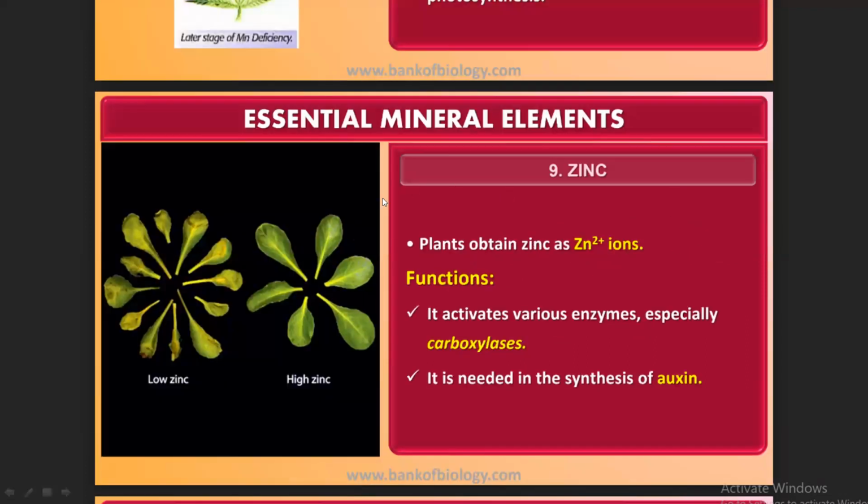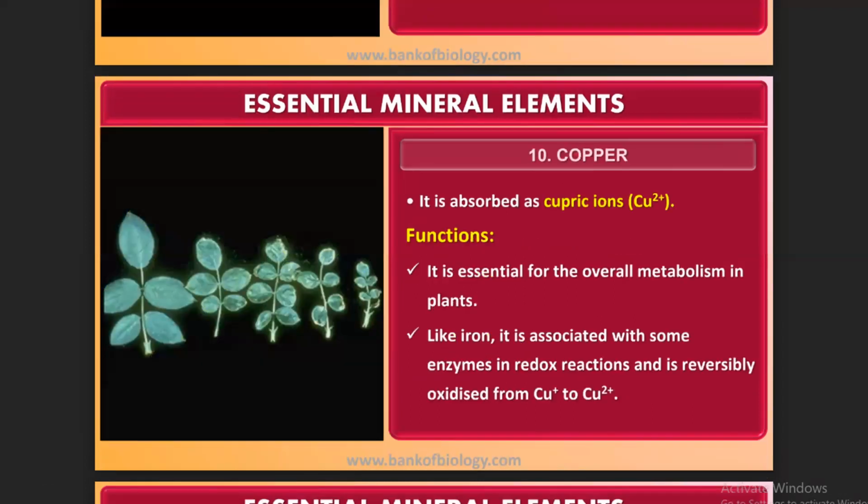Okay. Next is zinc. Plants obtain zinc as zinc ions. It activates various enzymes, especially carboxylase. It is needed for the synthesis of auxin. Auxin is a plant hormone. We will not study all the few importance. I'll give you in notes. I'll make notes and send.